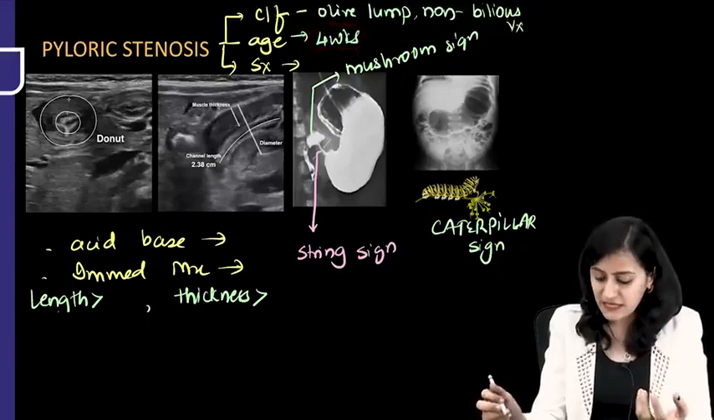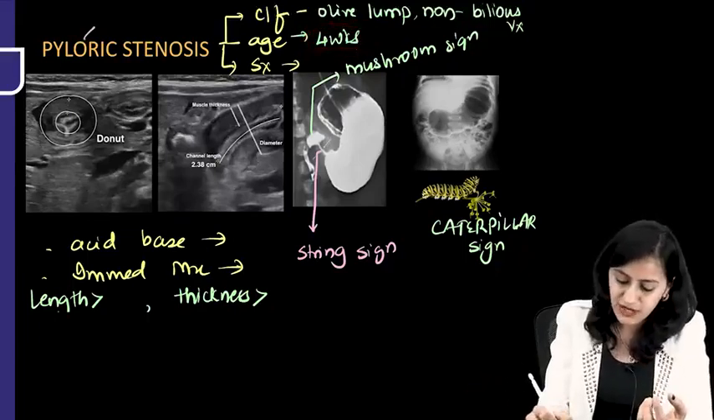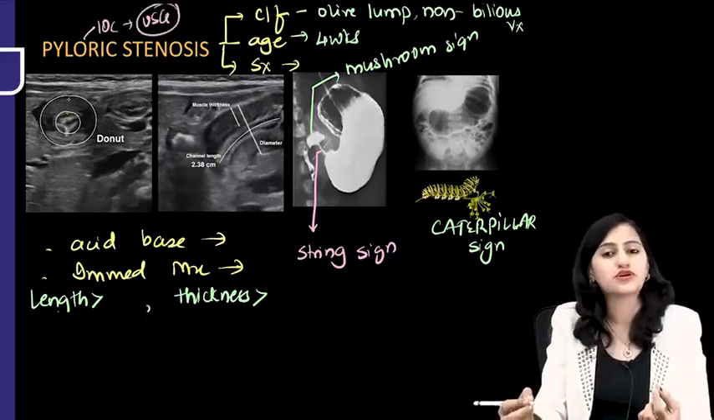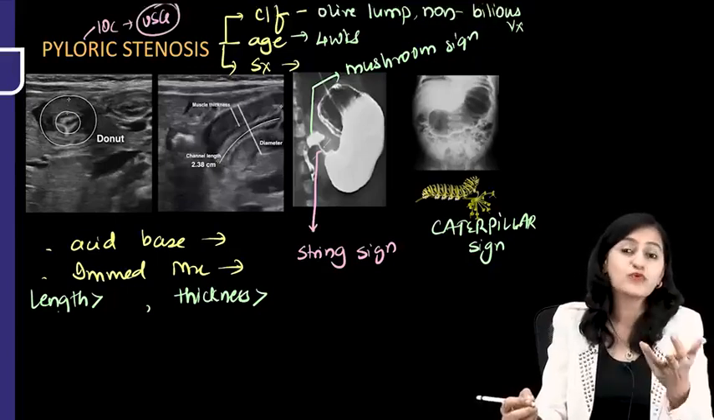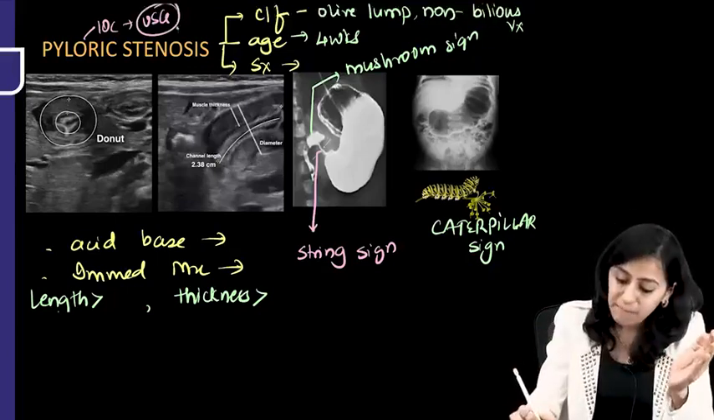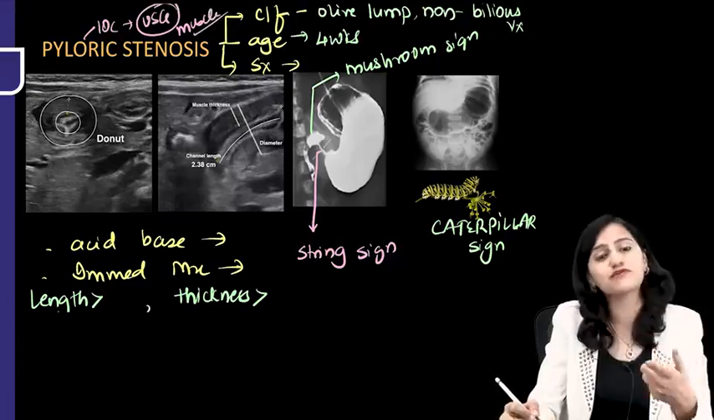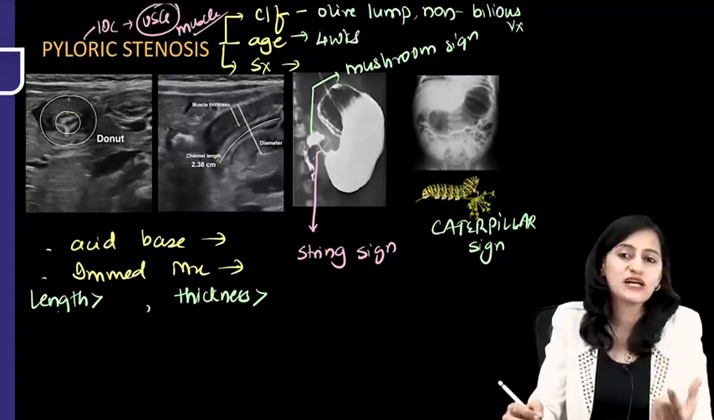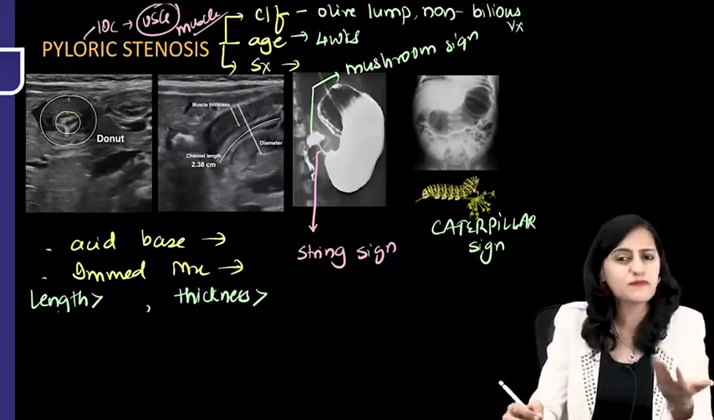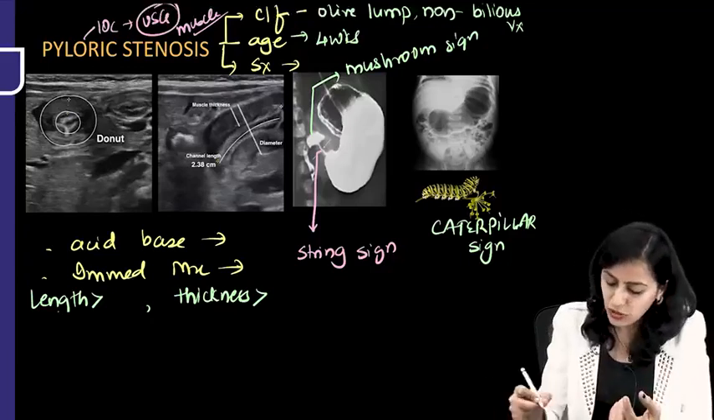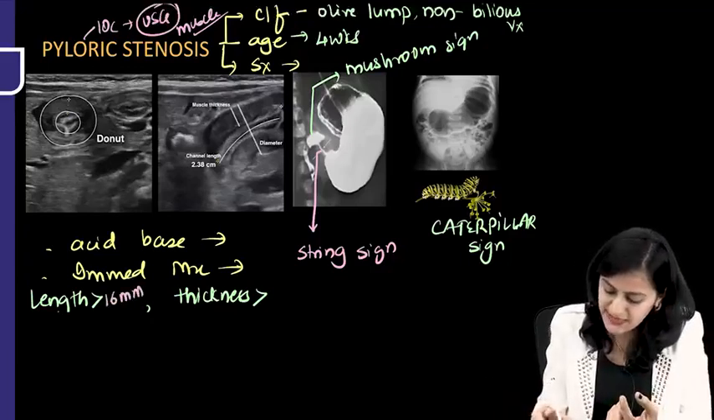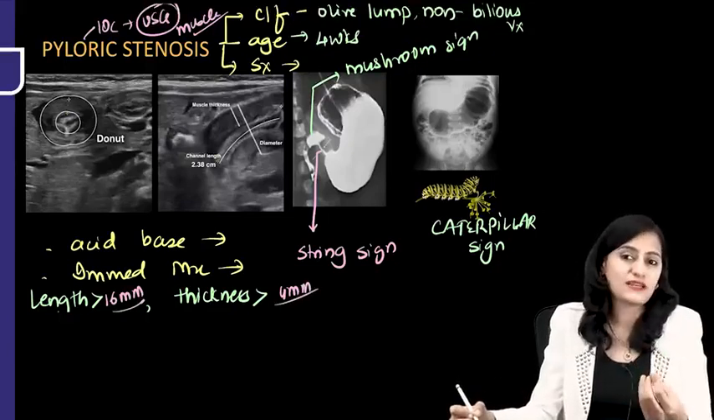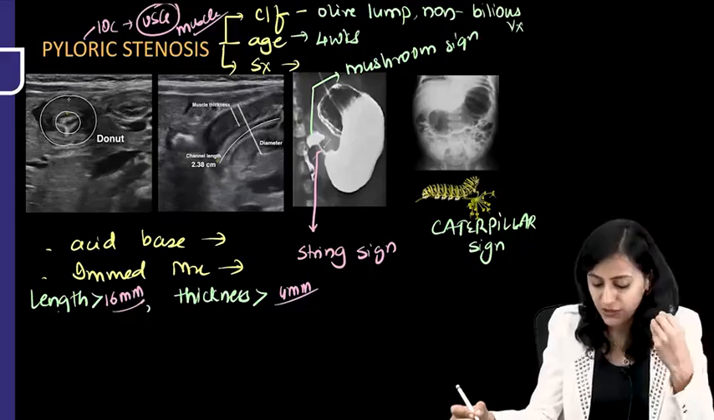And what is the investigation of choice for pyloric stenosis? That is a question which is asked. The investigation of choice is ultrasound. Why ultrasound? Because we want to measure the hypertrophied muscle layer, right? It is hypertrophic pyloric stenosis. So it is the muscle layer which is hypertrophied, which can be measured on ultrasound. There is no radiation to the baby, so that is another advantage. The length of the pylorus should be more than 16 mm. The thickness should be more than 14 mm to diagnose hypertrophic pyloric stenosis.